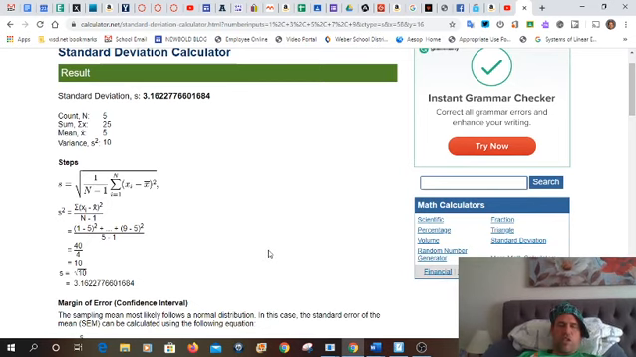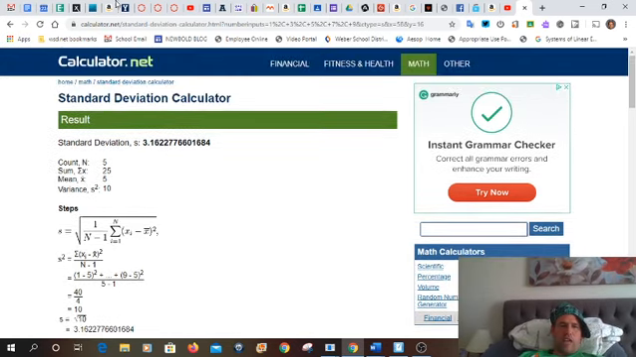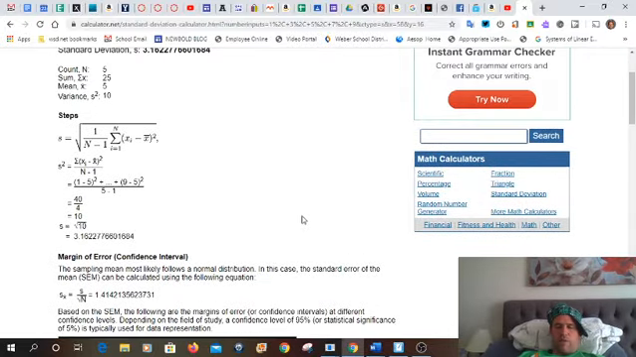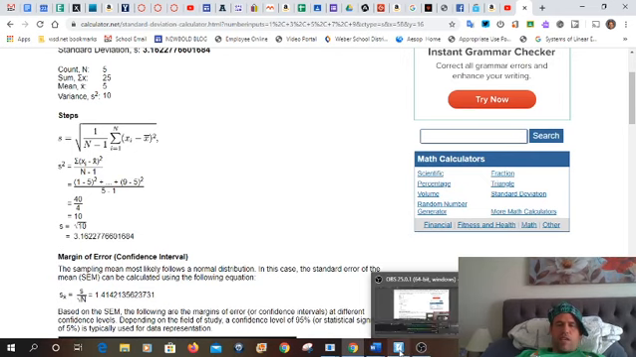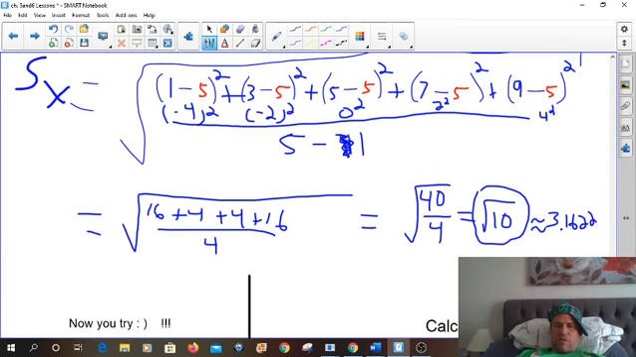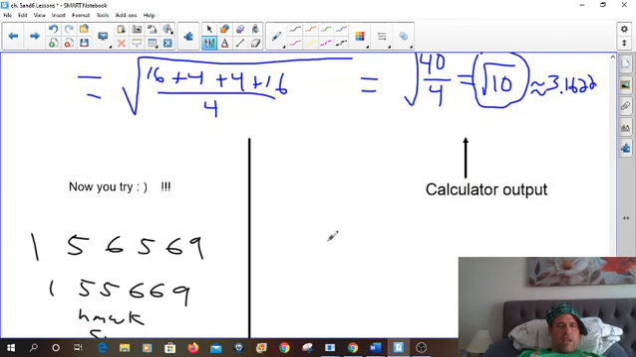Awesome. So you can just use this for the homework or the test or the practice test, whatever. So just use the standard deviation calculator at calculator.net. Might even throw it in the Canvas website just to help you there. Okay, awesome. So that's 3.1622. There we go. Okay, so now you try.